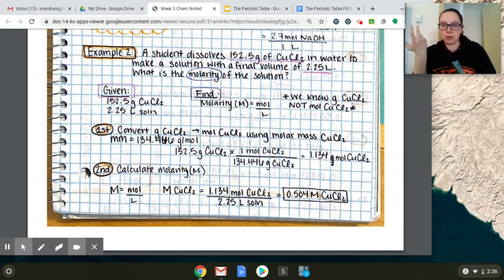I need to be able to calculate my molar mass when I have 1 copper and 2 chlorines. So on my phone, I'm going to start with copper because that's what I have.